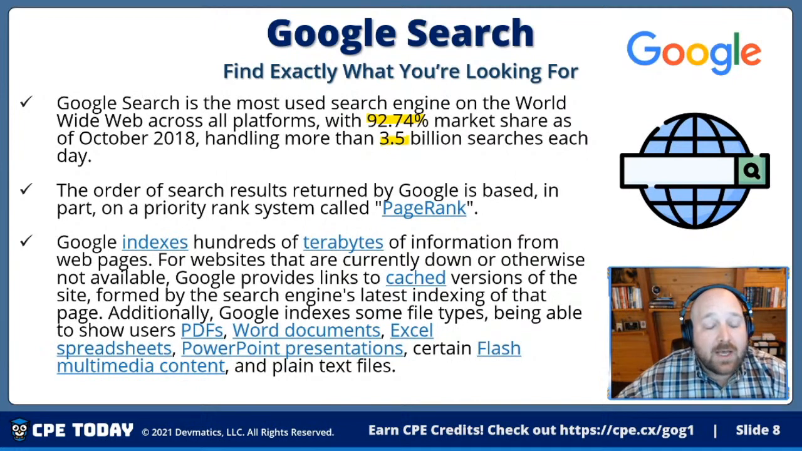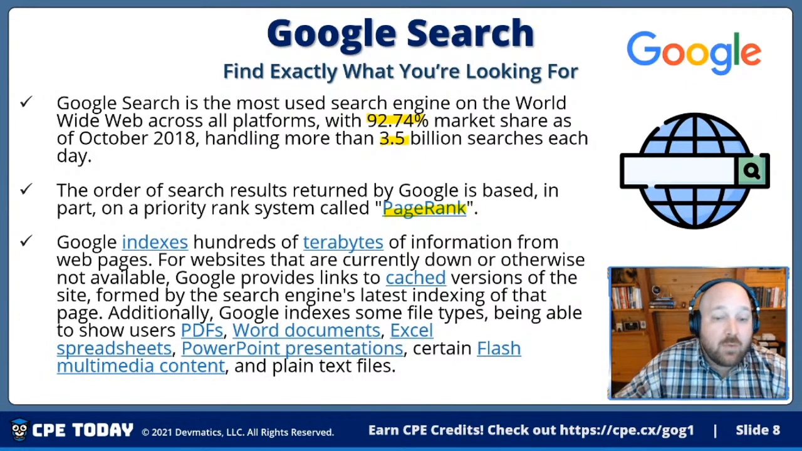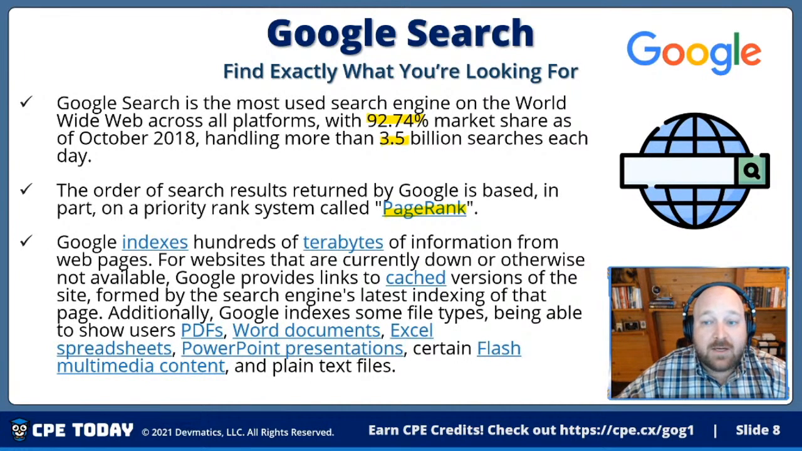Now, Google's methodology for search is based on a priority system called PageRank. Kind of a fun anecdote with respect to what PageRank means. If you remember, the two founders of Google originally were Sergey Brin and Larry Page.